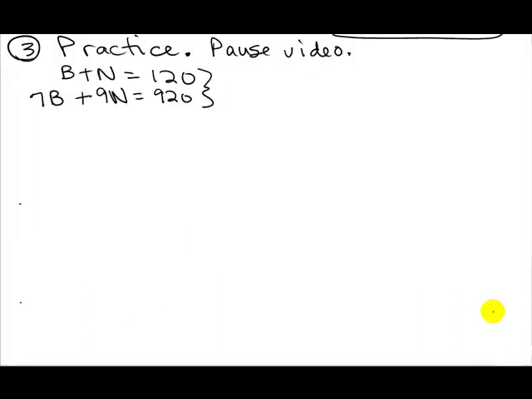So here I went ahead and wrote your equations for you in case you were kind of stuck and didn't know how to get started. And then we're going to use substitution. So you need to rearrange this equation so that it says either B equals or N equals. Okay, I'm going to pause this again. I want you to pause again, and then when you bring it back up, it's going to have your answers.